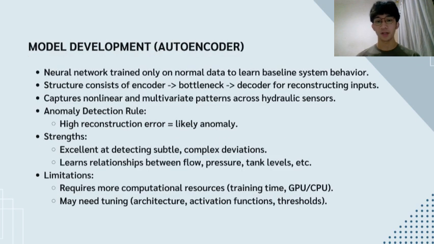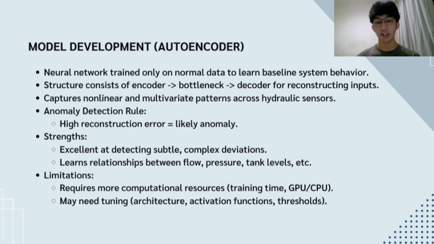Next, we have the model development. In the autoencoder model, the autoencoder consists of an encoder, bottleneck, and decoder. It reconstructs normal data and flags anomalies when reconstruction error is high. It captures nonlinear sensor relationships but requires more training time and computation.